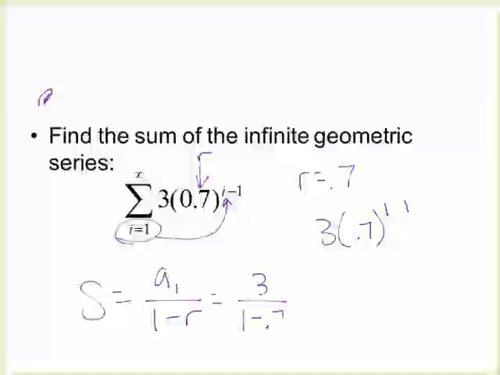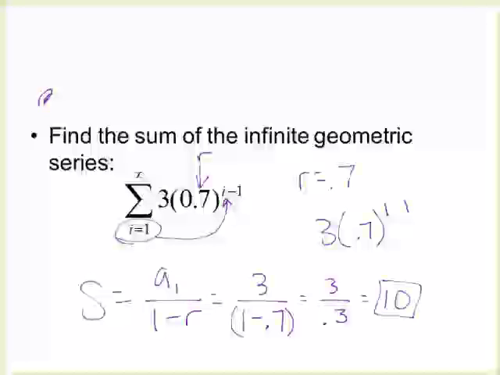1 minus, and we said r is 0.7. You can do this arithmetic on your calculator. If you want to type it all in at once, you need to make sure that you're careful to put parentheses around that denominator. Otherwise, I can do 1 minus 0.7 is 0.3, and 3 divided by 0.3 is 10.